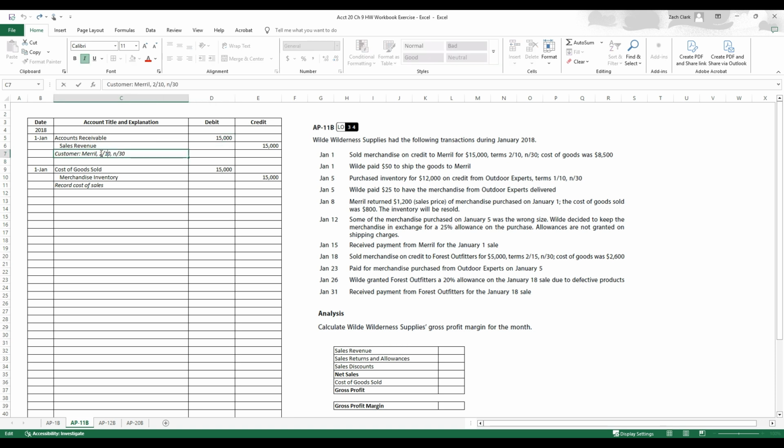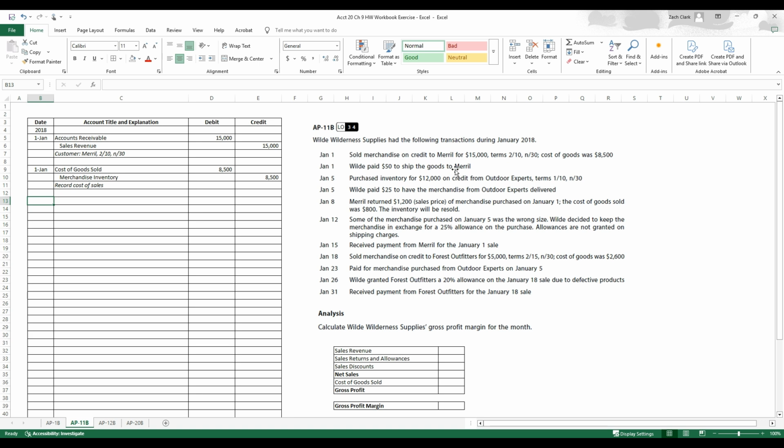And then related to that, depending on if they pay us within 10 days, we're going to collect less cash, because we're offering them a discount if they pay us quickly within 10 days, basically. And then 15,000 is the sales amount, and it tells us the cost of goods sold was 8,500. Okie dokie. So that was recording our sale there for that first one.